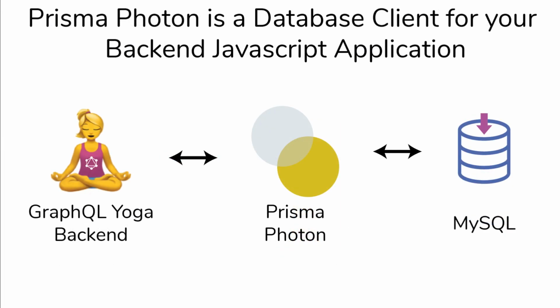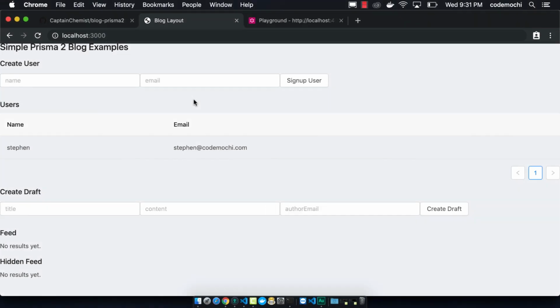Photon by Prisma is this amazing package that takes care of a lot of the heavy lifting of performing CRUD operations against your database. It's a JavaScript package that you can use on your back end, and you can take in data either from a REST API or GraphQL and feed it into the Photon methods to either create new documents in your database, update them, or delete them.